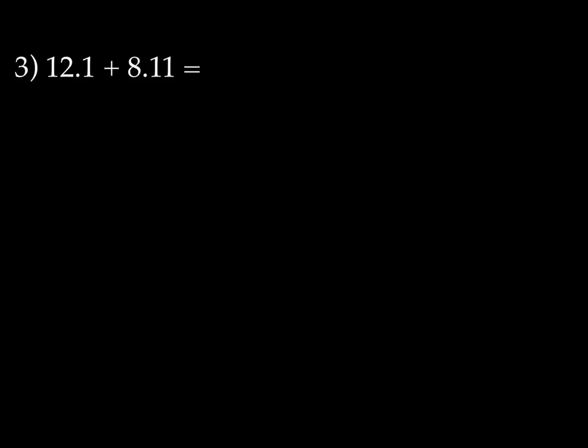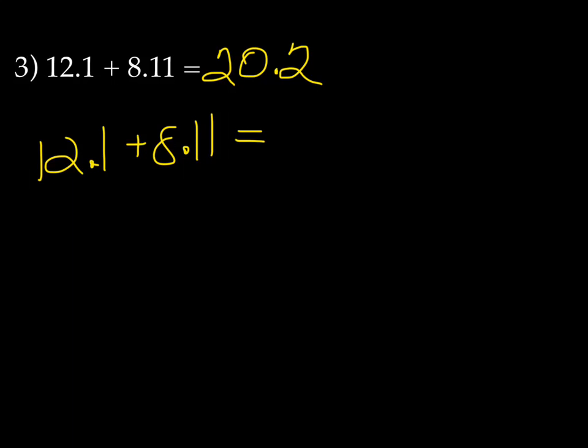For number 3, I got a final answer of 20.2. All right, so let's go through that one real quick. First, I put in my calculator 12.1 plus 8.11, and I got the answer on my calculator 20.21. Remember, this time, because we are doing addition, we're not looking at sig figs, we're looking at the number of digits after the decimal. 12.1 has 1 digit after the decimal. 8.11 has 2 digits after the decimal. So our final answer should have 1 digit after the decimal.